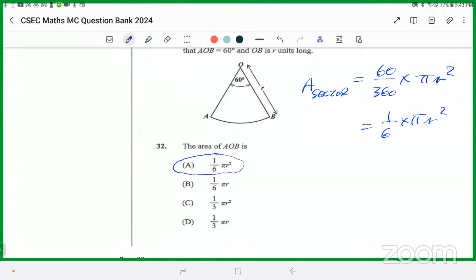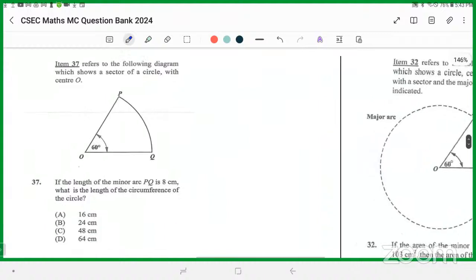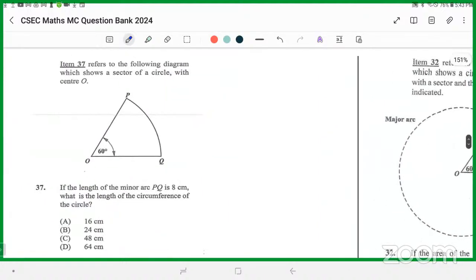So far, so good. Nice and easy. More sector questions coming. Here's another one. All right, so this one gives us this diagram. It says, if the length of the minor arc is 8, so they're telling us how long this is. The length of the minor arc is 8. What is the circumference? I know that the arc is a fraction of the circumference. So you could say that this arc length, which is 8, is 60 over 360 times the circumference. I'm trying to find the circumference. And that is equal to 8. So that is the calculation.